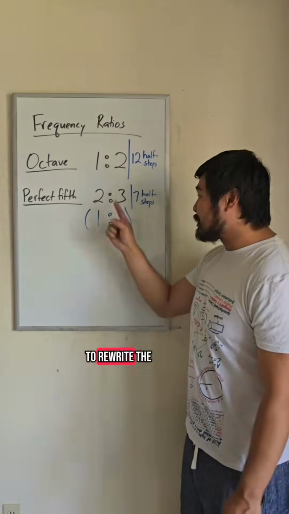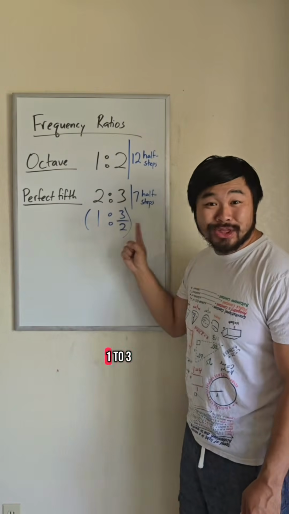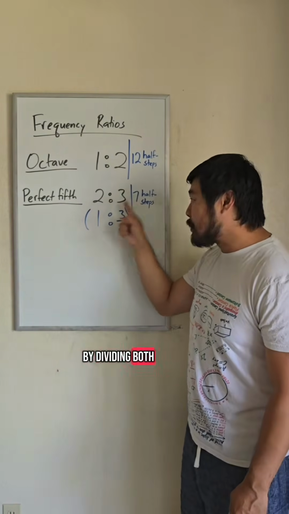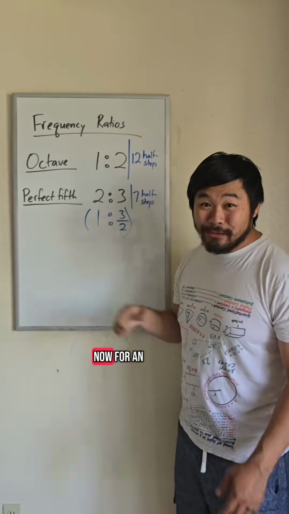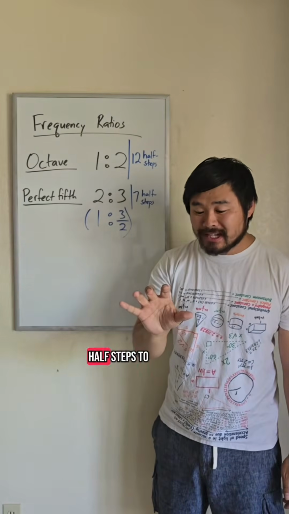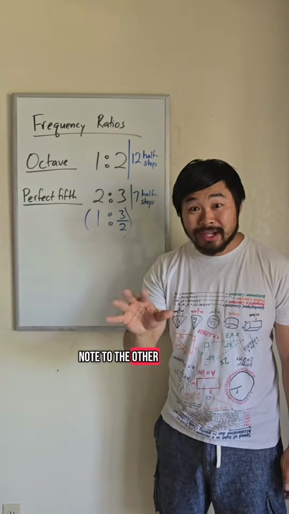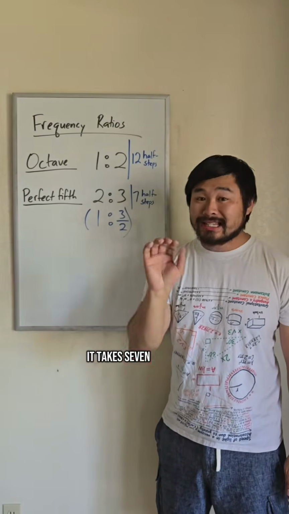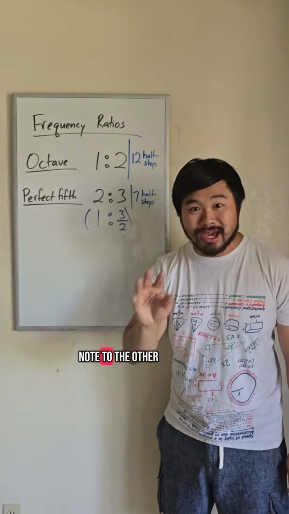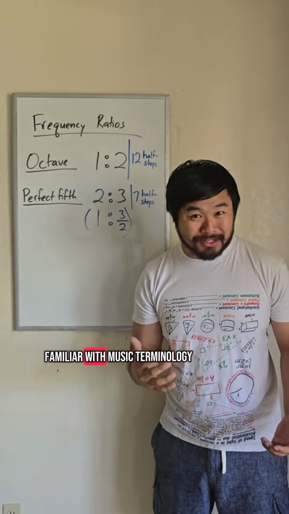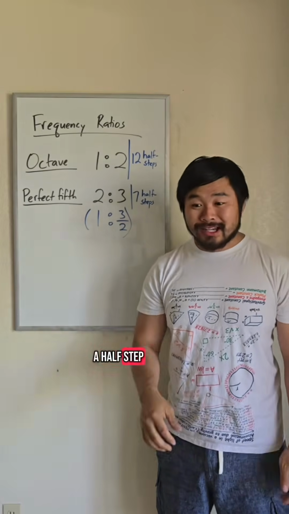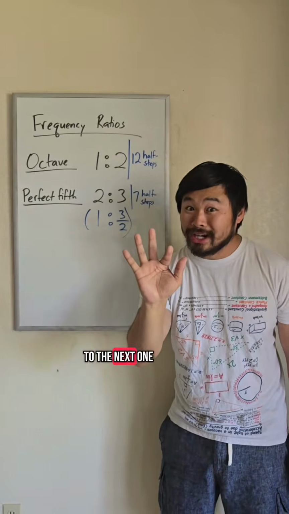Now, I'm going to rewrite the 2 to 3 ratio as a 1 to 3 halves ratio by dividing both quantities by 2. Now, for an octave, it takes 12 half steps to get from one note to the other. And with a perfect fifth, it takes 7 half steps to get from one note to the other. If you're not familiar with music terminology, a half step is just getting from one key to the next one.